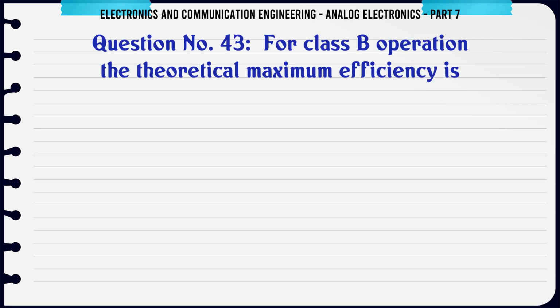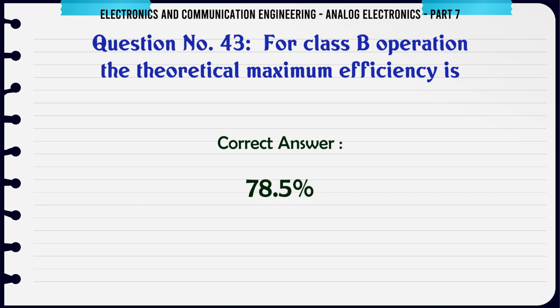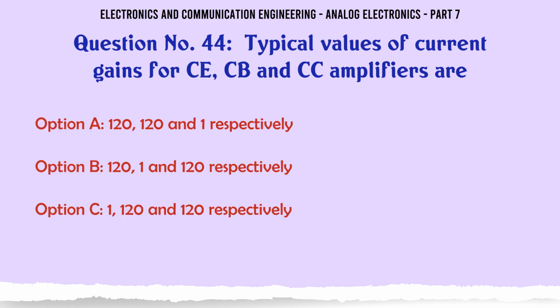For Class B operation, the theoretical maximum efficiency is: A. 100, B. 78.5, C. 50, D. 27.5. The correct answer is 78.5.